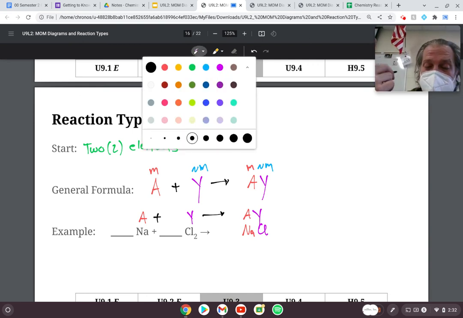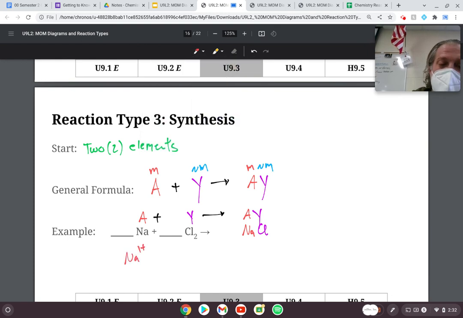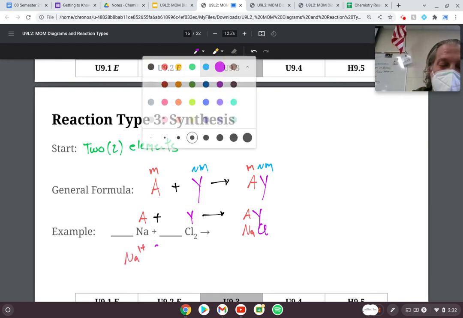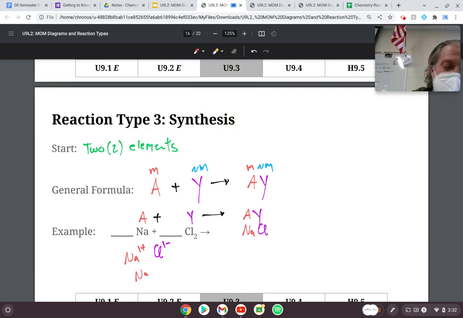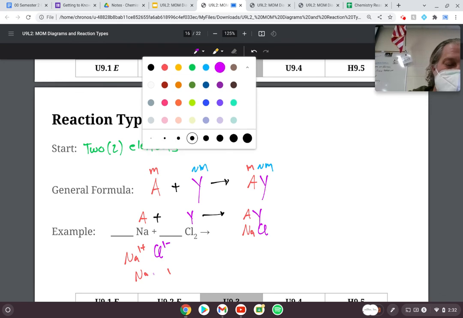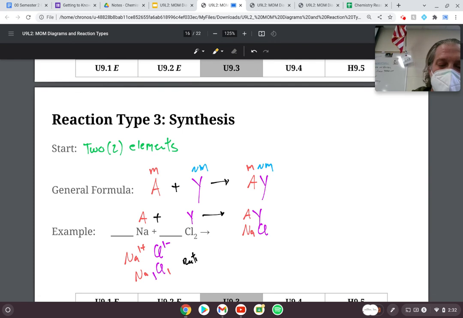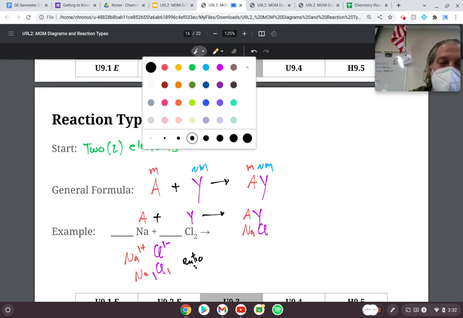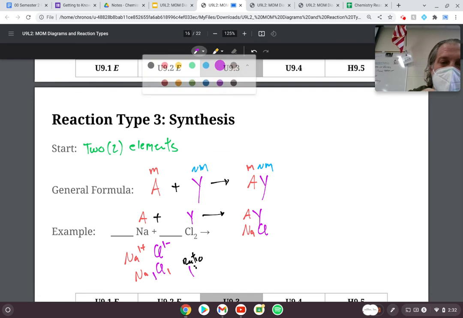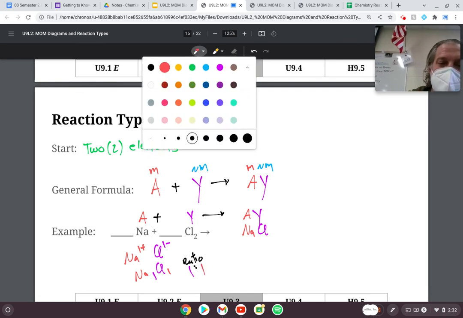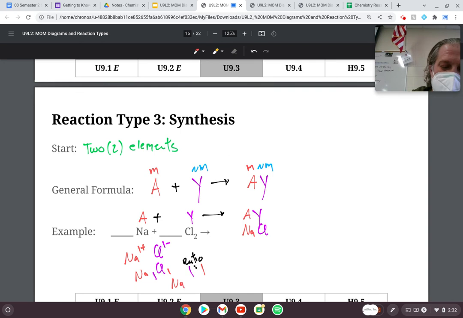I'm going to, because this is an ionic compound, check my charges. So I know that Na is a +1, and I know that Cl is a -1. When I crisscross my charges down, I get Na1, Cl1. I'm going to check my ratio, which is 1:1. And in this instance, I'm going to rewrite my compound as NaCl. And I cannot stress enough, they won't always be this easy.